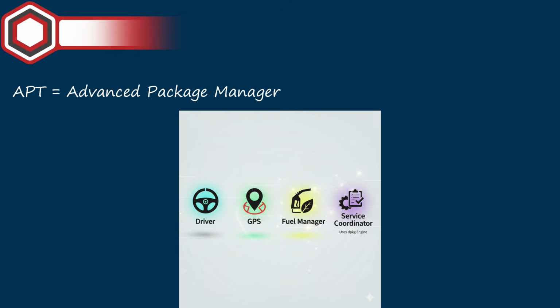Now, apt is like the complete smart system: the driver, the GPS, the fuel manager, and the service coordinator. And it even uses the engine, or the driver like dpkg, underneath. So apt is the full package manager and dpkg is the low-level tool that apt relies on. To make the difference clear, dpkg is like having a driver that knows how to drive only, but apt is like a driver that knows how to drive, how to manage the fuel, how to use the GPS, and how to coordinate the services. It's a high-level package manager.